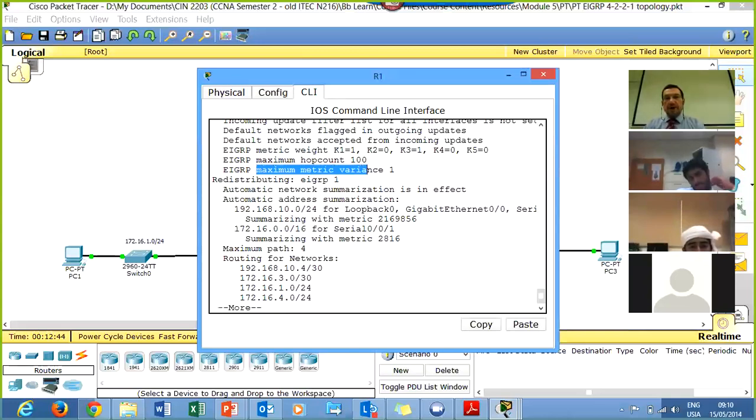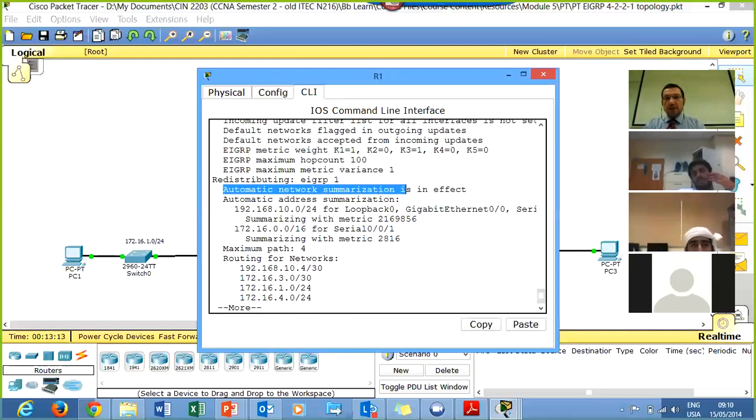The maximum variance. Variance, remember, is what I talked about for load balancing. This is the parameter we need to change if it is for unequal load balancing, not equal load. With equal load, we can change another parameter, not the variance. It's called the maximum paths. And I think I mentioned earlier 16, it's actually 32. Yeah, it's up to 32, actually, not even 16. But let's have a look here.